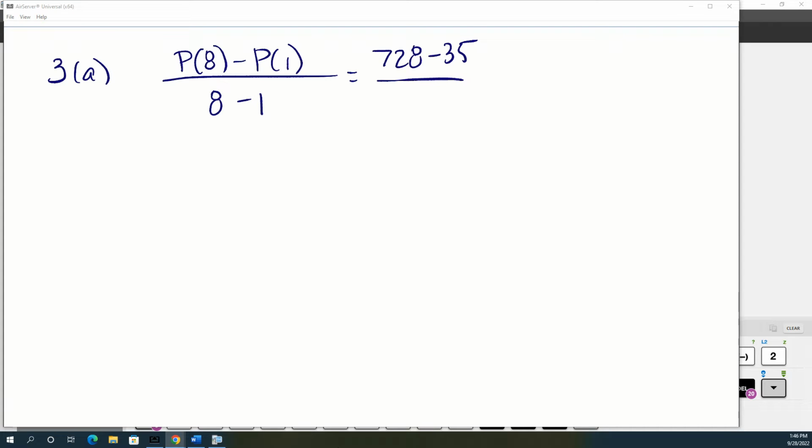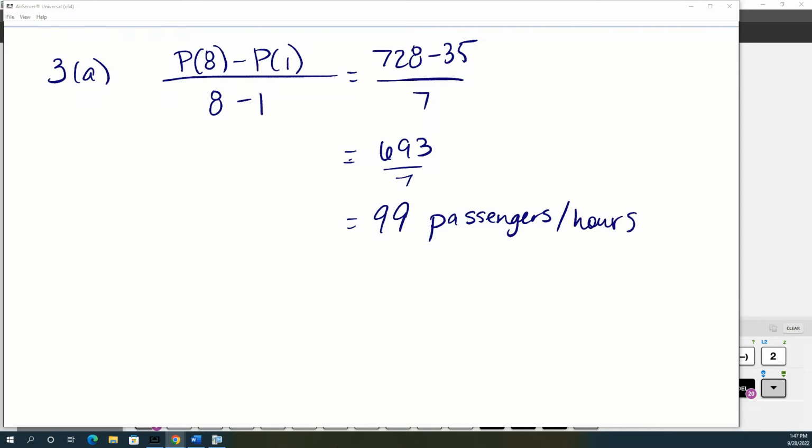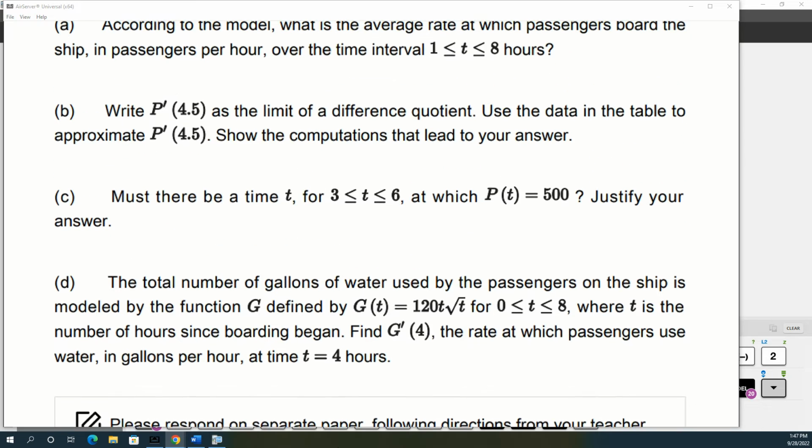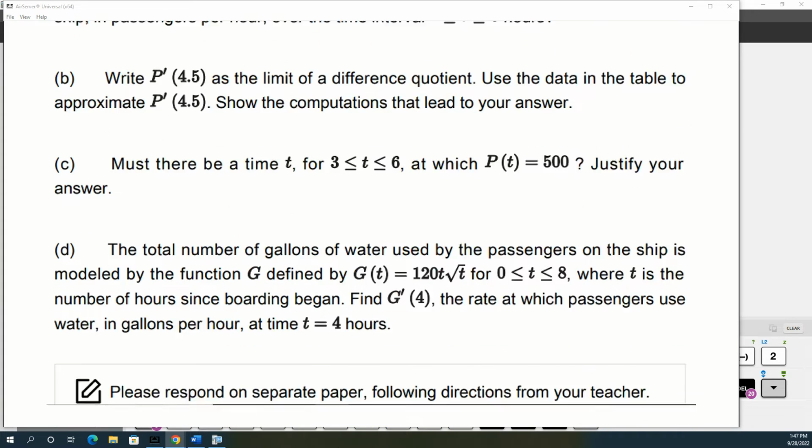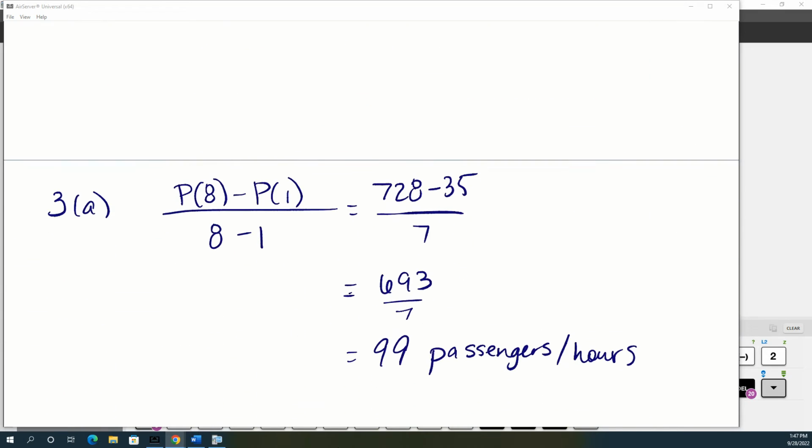All right, 8 minus 1 obviously is 7. 728 minus 35 is going to be 693. And that, luckily for us, divides evenly to 99 passengers per hour. Now we do want to write the units. Now it tells us the units, so that's good. But then you would go ahead and write them again.